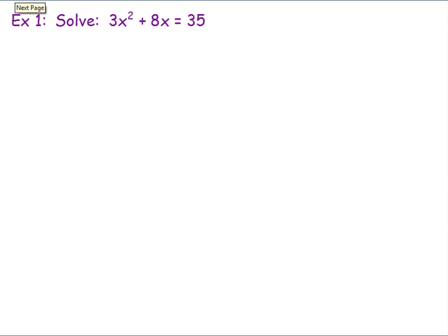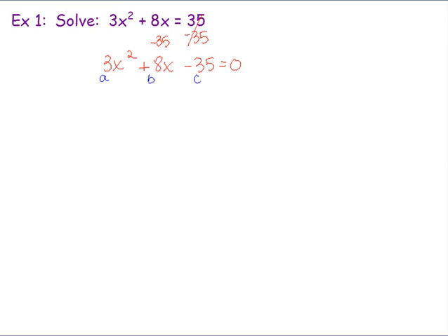Our first example, we have to start by making the equation equal to 0. So I look and I think, well, this is the easiest number to move. So I'm going to subtract 35 from both sides. That leaves me with 3x squared plus 8x minus 35 equals 0. We cannot put those together, so we write them in the proper order. Now we're ready to identify our a, b, and c. 3 is a, positive 8 is b, negative 35 is c.